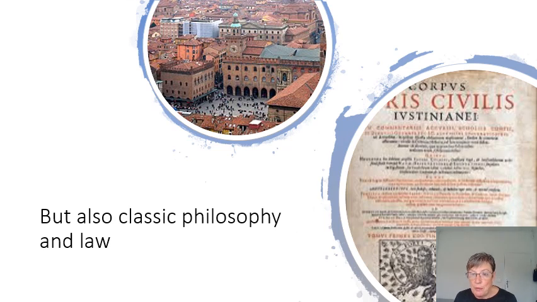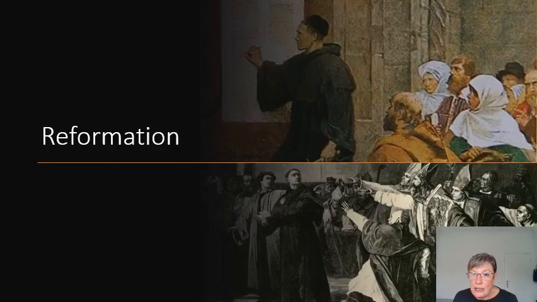So the first aspect we've spoken about, that is the Renaissance. The second aspect that we want to talk about is the Reformation. And of course, the Reformation is the shift from Roman Catholicism to Protestantism in Europe.